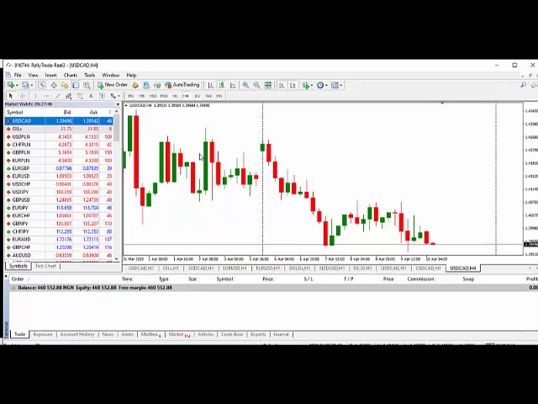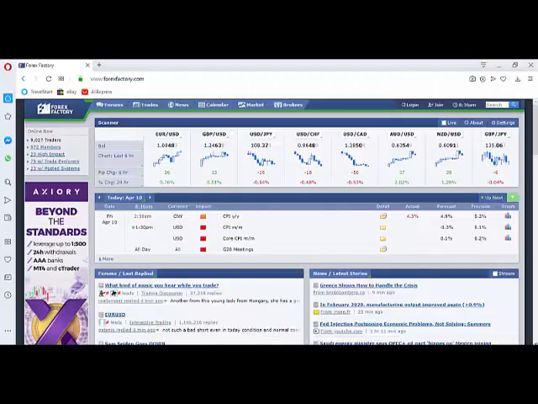But before we look at the technical setup for this instrument today, let's also check if there will be any important economic data that will be coming out from any of these two countries, United States or from Canada, that might further impact the movement on this pair today. So let's get to check on Forex Factory.